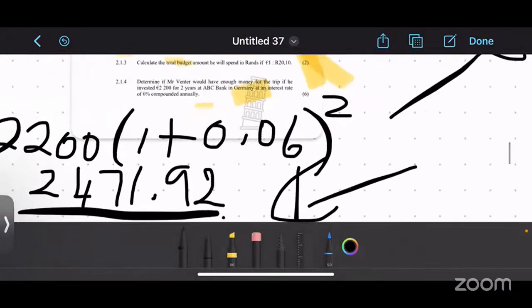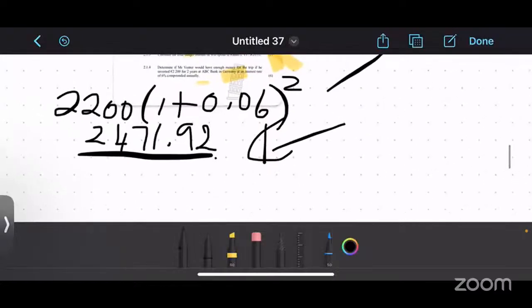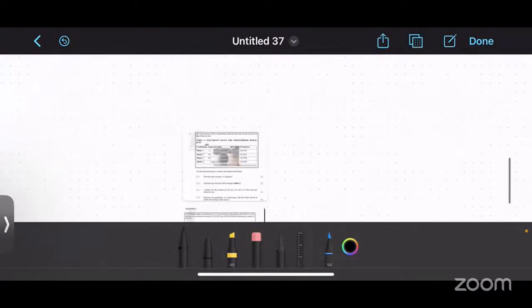Okay. Is that simply all? Determine if Mustafa would have had enough money for the trip. Yes, that is it. Then you're obviously going to make your conclusion on whether it's going to be enough or not, as you've indicated in the document.